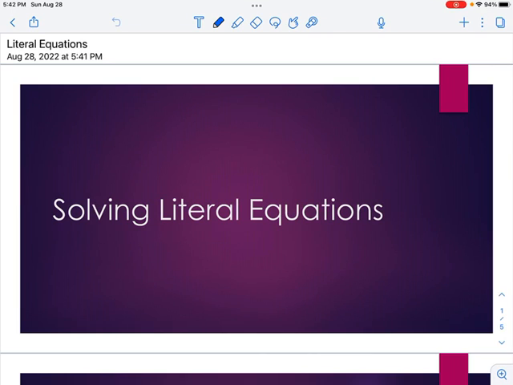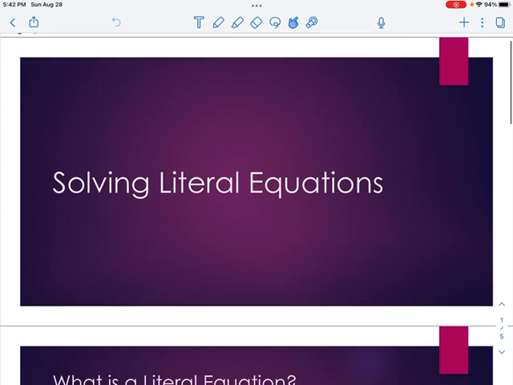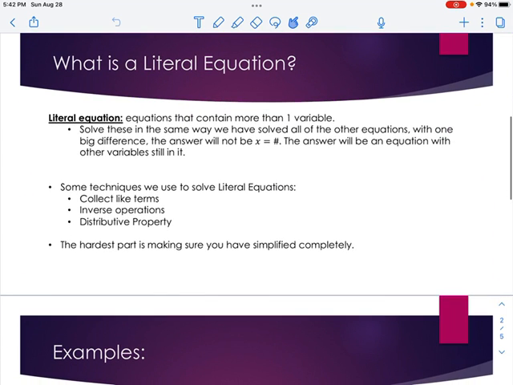All right, here we go. We are going to be solving literal equations. So the first question we might ask is, what is a literal equation? A literal equation is simply equations that contain more than one variable.